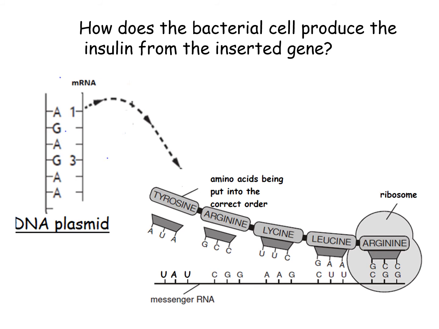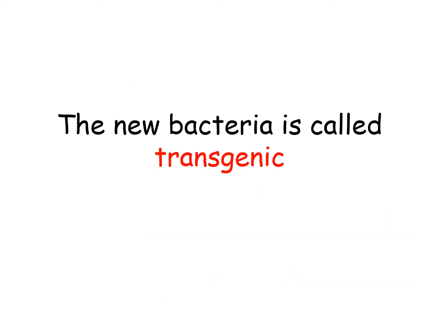So the messenger RNA will contain the instructions for making human insulin. We read the bases and put the amino acids into the correct order at the ribosome to make insulin. Remember, proteins are made of amino acids, but they have to be put in the correct order. But we have the instructions for making human insulin. We call the new bacteria transgenic.